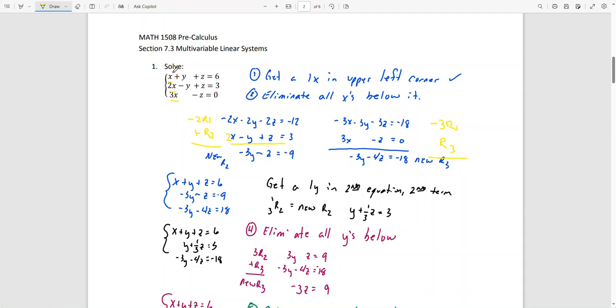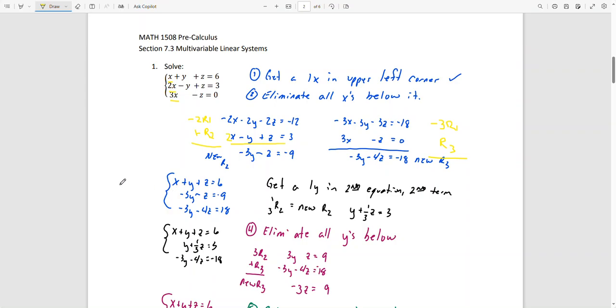I'll multiply first row by -3. -3x minus 3y minus 3z equals -18. Add it to row 3. 3x minus z equals 0. Notice everything's lined up. When I add straight down, the x's are eliminated. I'll have -3y minus 4z equals -18, and this is my new row 3. Here's my new matrix, my second matrix. So it uses my original top, x plus y plus z equals 6, and then my new row 2, and my new row 3, where my x's are eliminated.